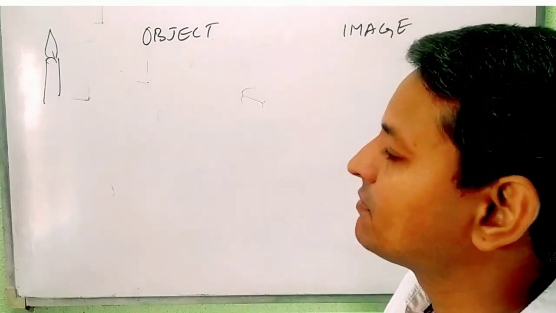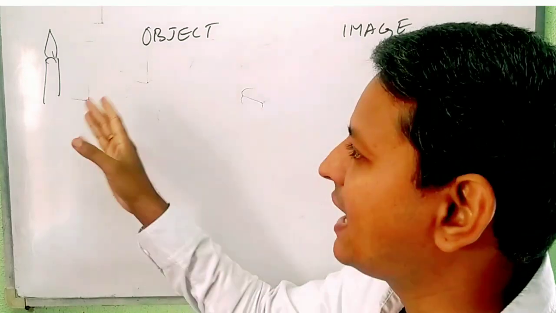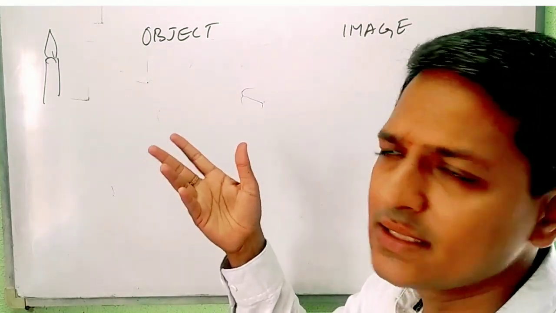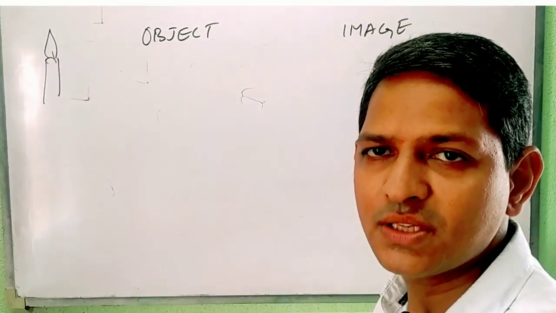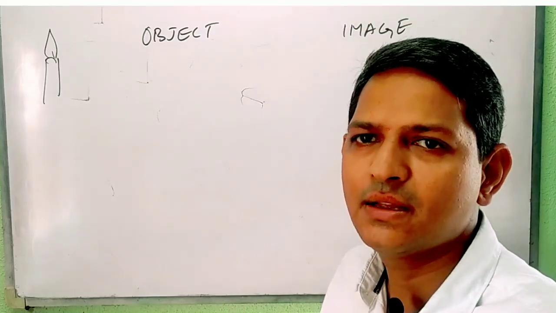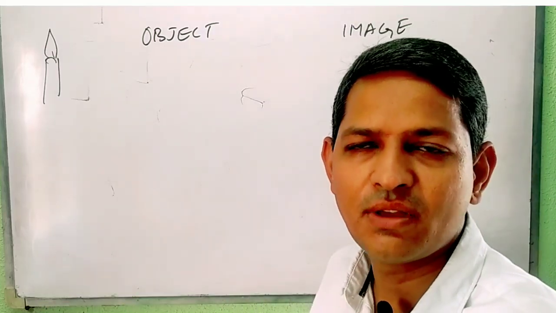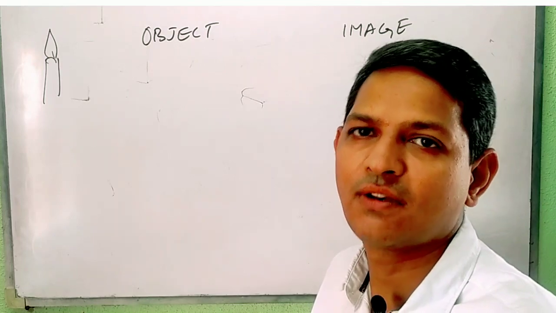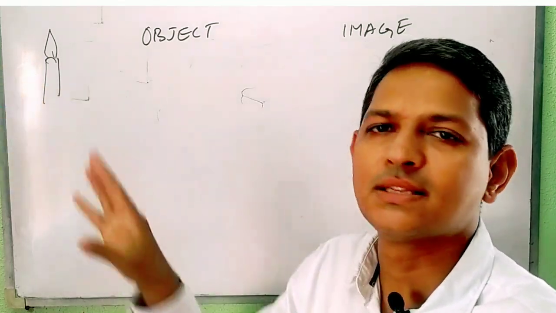An object can be something which produces light, like a candle, sun, stars. These are luminous bodies which produce light by themselves. And in our surroundings we are able to see so many different objects because they are reflecting light. So these are called objects.